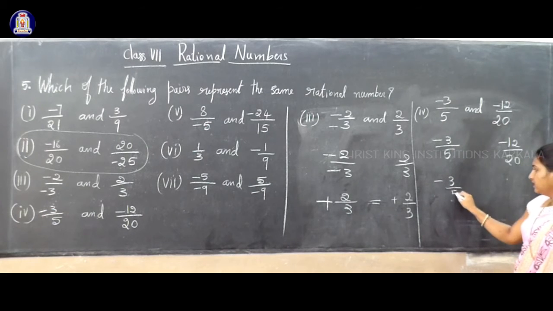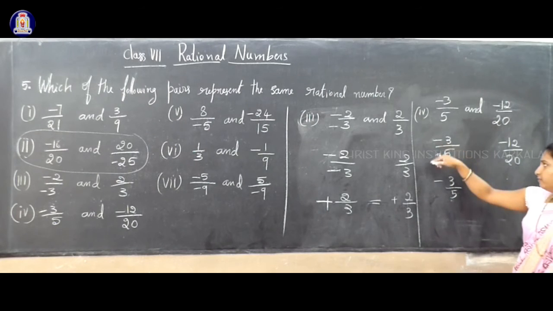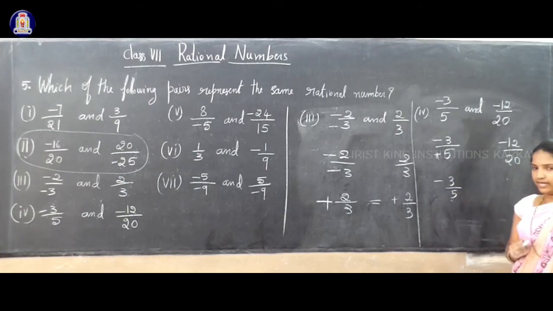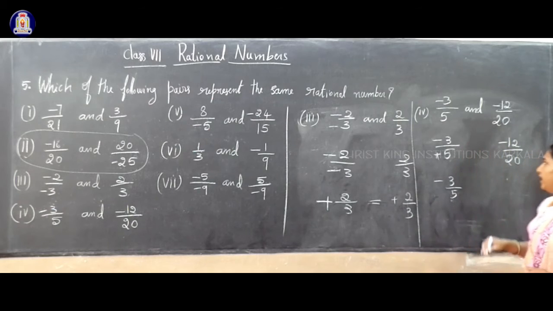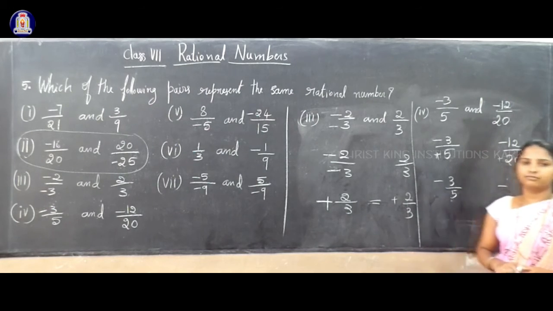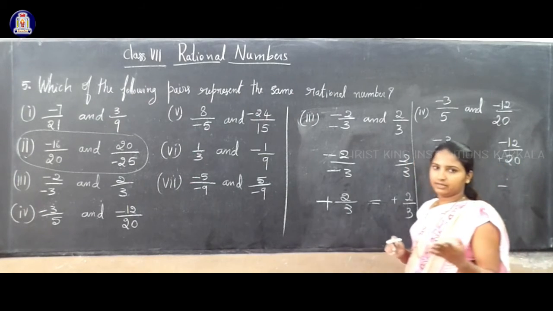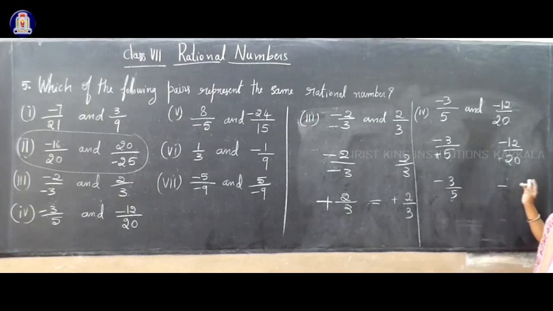The sign here is minus and here the sign is plus. So now plus minus. So what is the answer? -3 by 5, and here -12 by plus 20. The denominator is plus, the numerator is minus. So plus minus. 12 and 20 are divisible by the same number. 12 and 20 are divisible by 4, isn't it? Even 2 also divides, but you can divide by the larger number, that is 4.